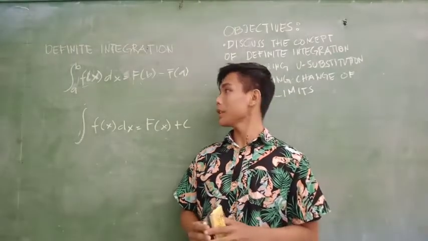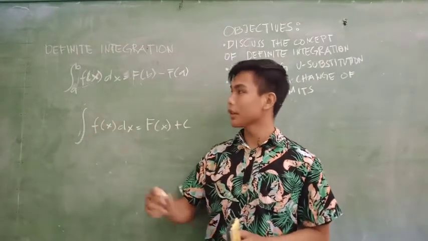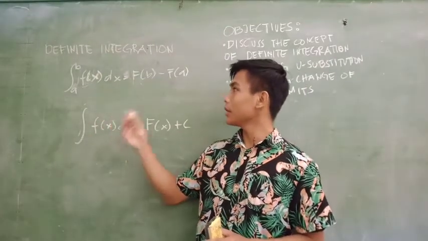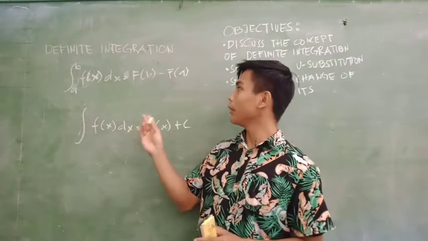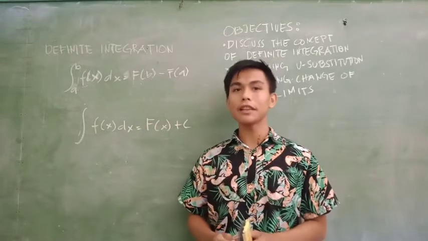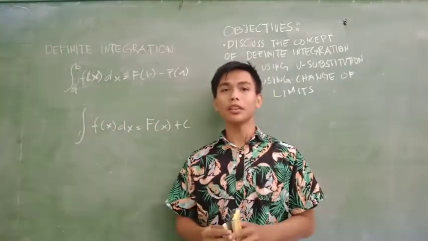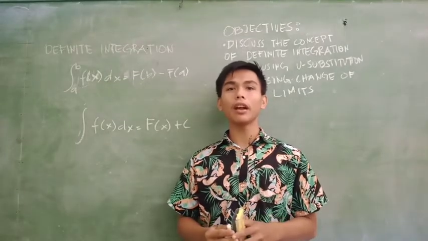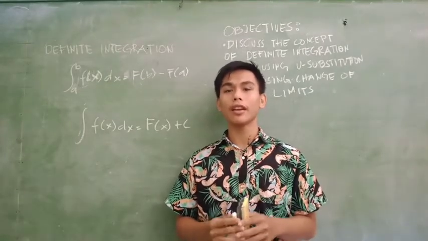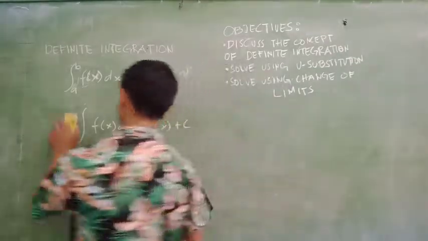Definite integration basically is the integral of f of x dx from a to b, which is equal to F of b minus F of a, where big letter F is the antiderivative of the small letter f. Definite integration is exactly the limit of the area between a function and the x-axis. Let me show you an example. I'll just have to erase this one.